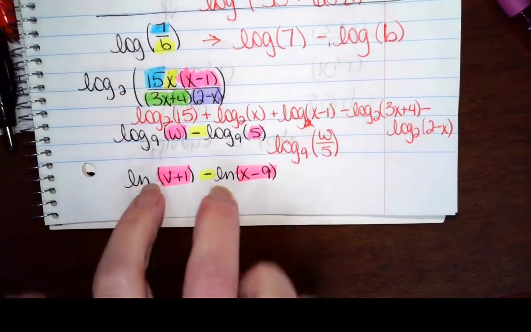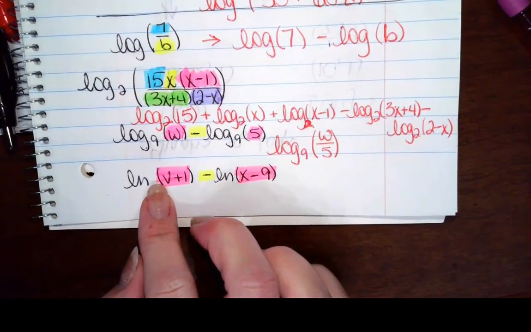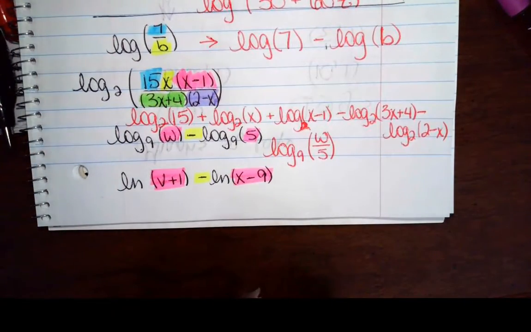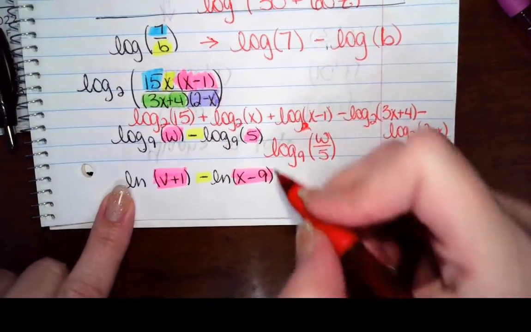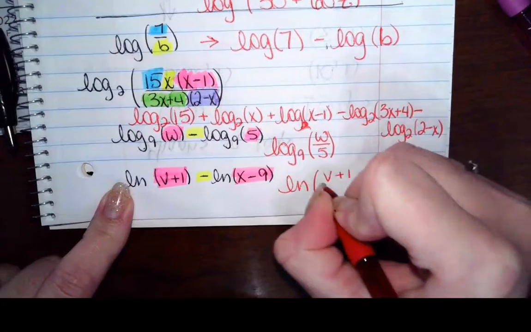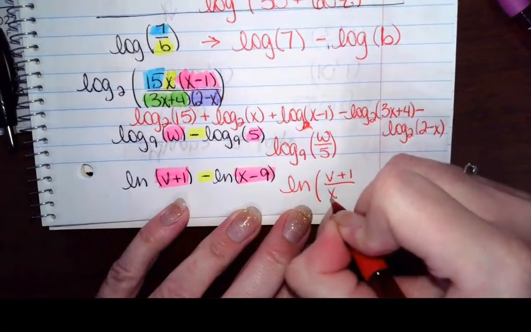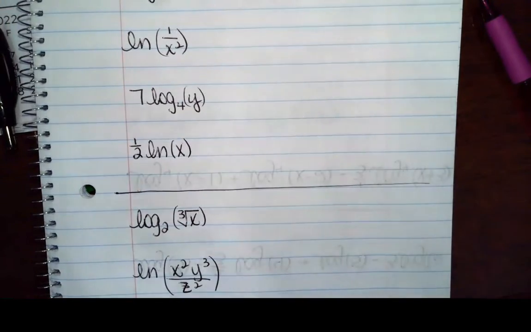What's your base? If your base isn't written, it's either 10 or e. This is not a common log, this is a natural log, so this is base e. So I've got 2 logs joined by subtraction. This one's leading off positive. So I'll have the natural log of v plus 1 over, this one leads off negative, so drop down and do x minus 9. Okay, so moving on, we have, let's do some power rules.